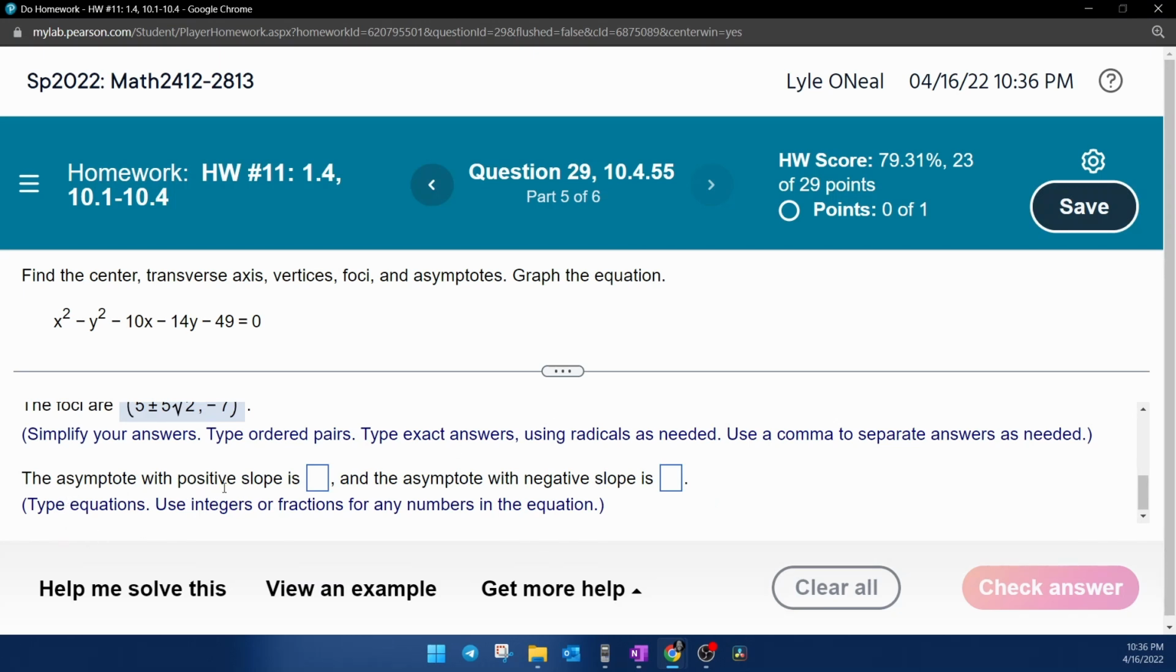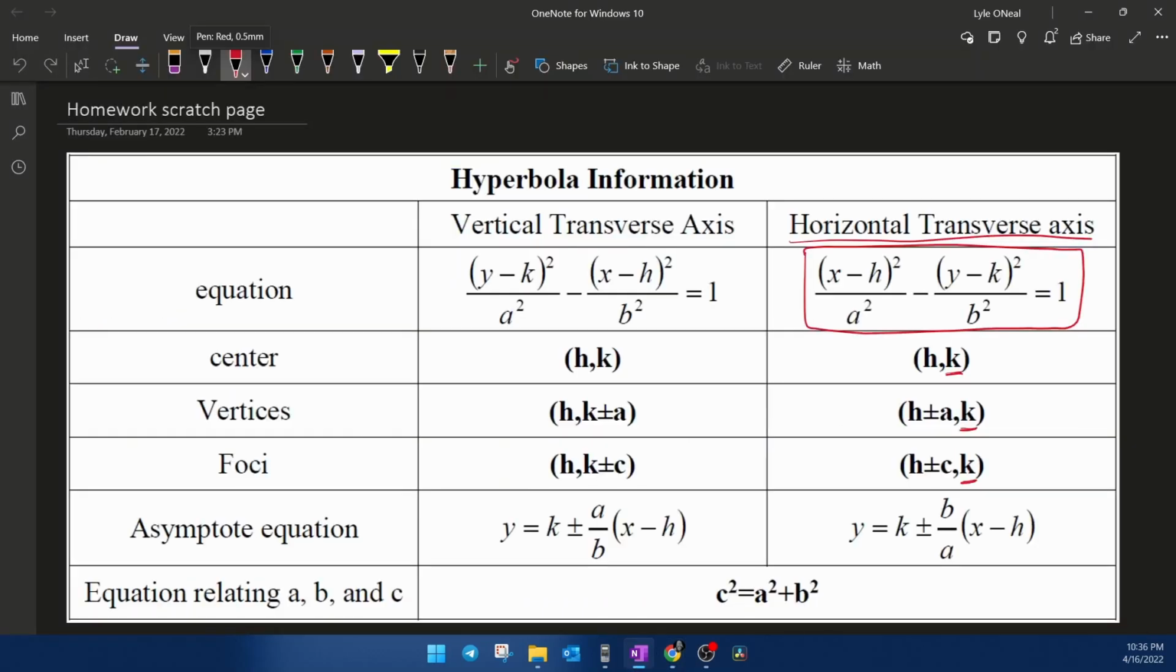Next, the asymptote with positive slope is. And the asymptote with negative slope is. So we're actually going to have to input the equation of each asymptote separately. So coming back up here to our formula sheet, knowing that we have a horizontal transverse axis, we need to copy and paste these asymptote formulas into our scratch work and plug and play.